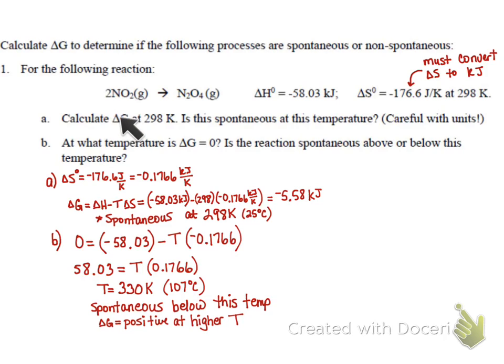So because this process has a negative entropy change, if we increase the temperature, it's not going to happen, because it's going to be more important for it to have 2 moles of a gas.